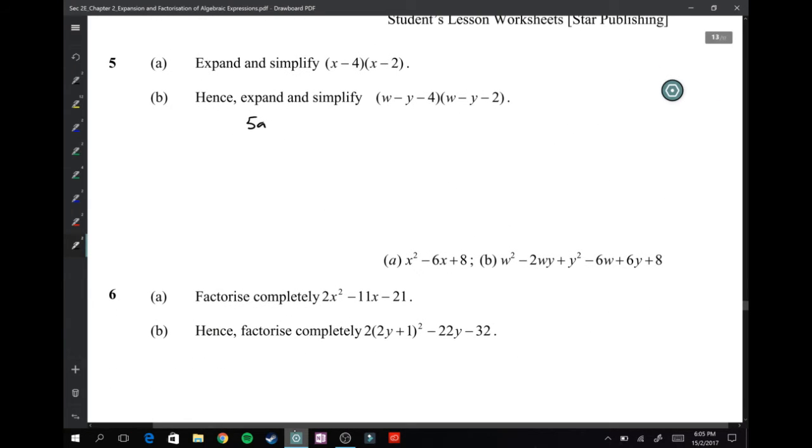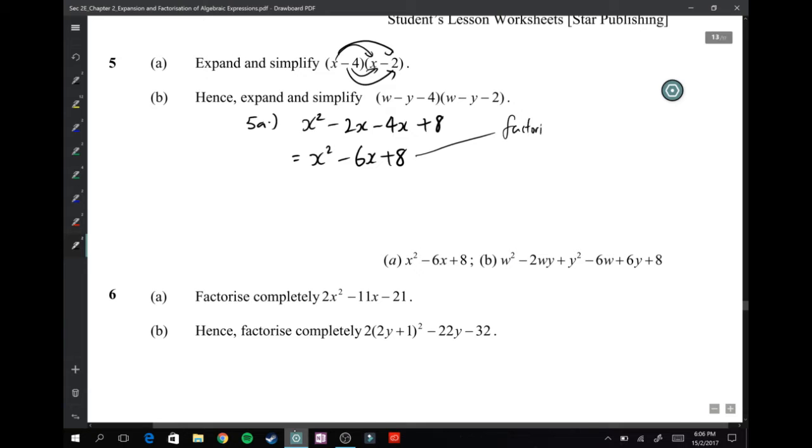Now let's do 5a. Same thing, expand, so you get x squared minus 2x minus 4x minus 2x minus 4x and plus 8. Simplify it, you get minus 6x plus 8. Now, can you factorize this?